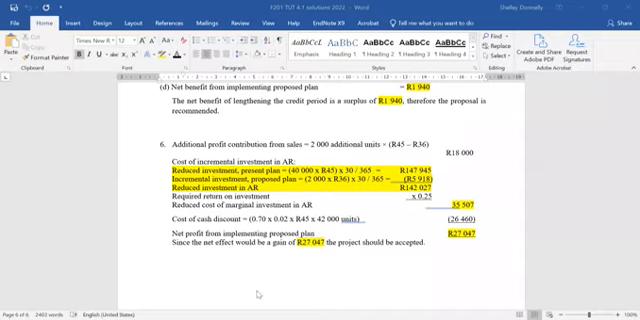So the additional profit contribution from sales: they were going to be selling 2,000 additional units under the new policy at a contribution per unit of sale price minus variable cost. So the profit contribution was going to be 18,000. Let's look at the more simple things first. There was no mention made of bad debts in this example, so you didn't have to worry about it.